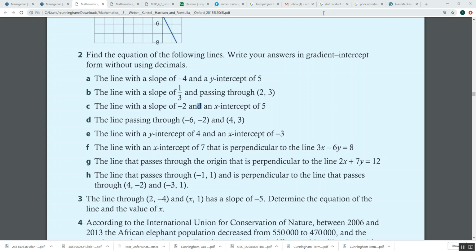Question 2 here. Let's see how many of these we can get done in the next 15 minutes, before lunchtime. Any questions? Put your hand up. I'll come round.